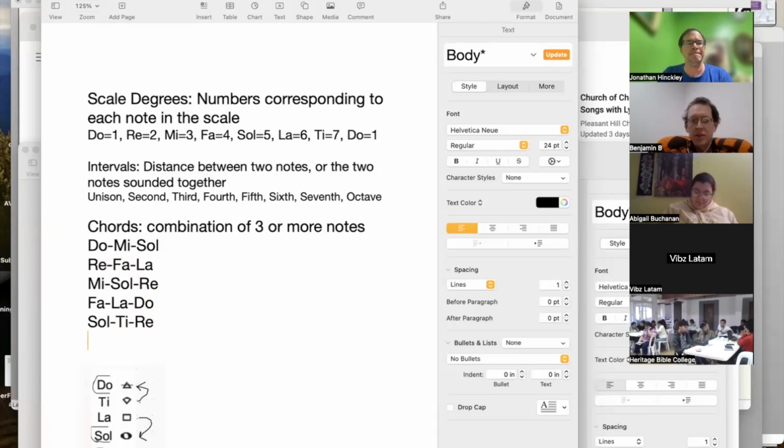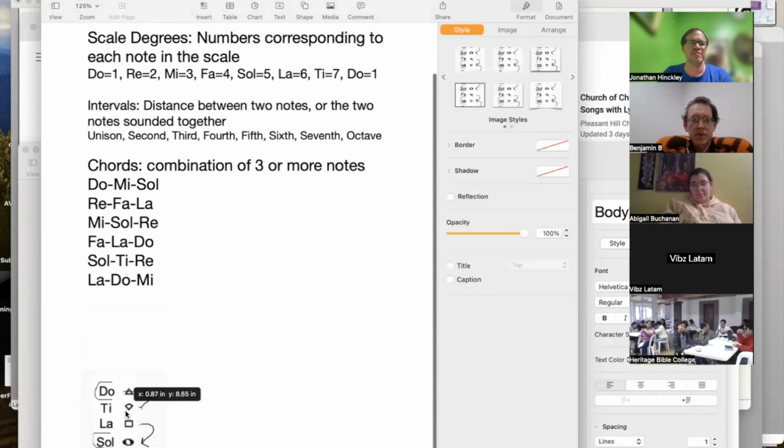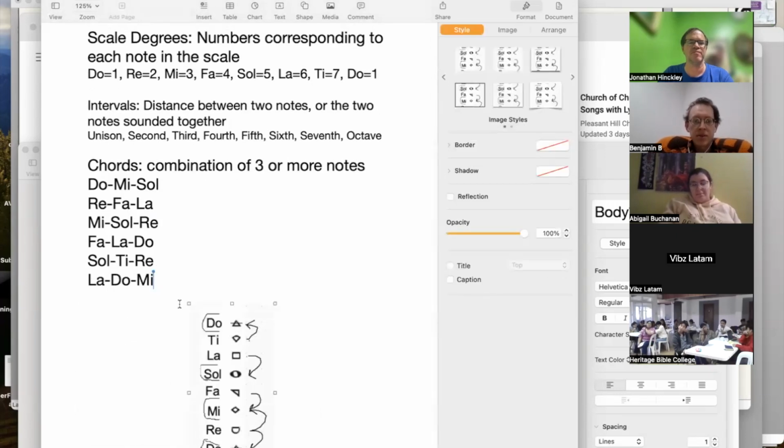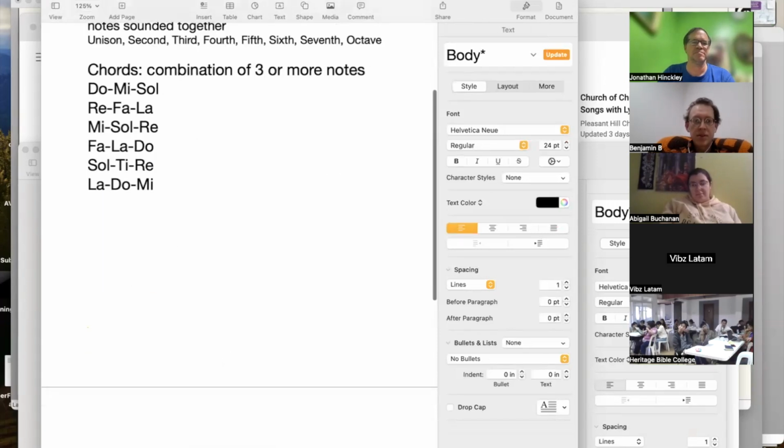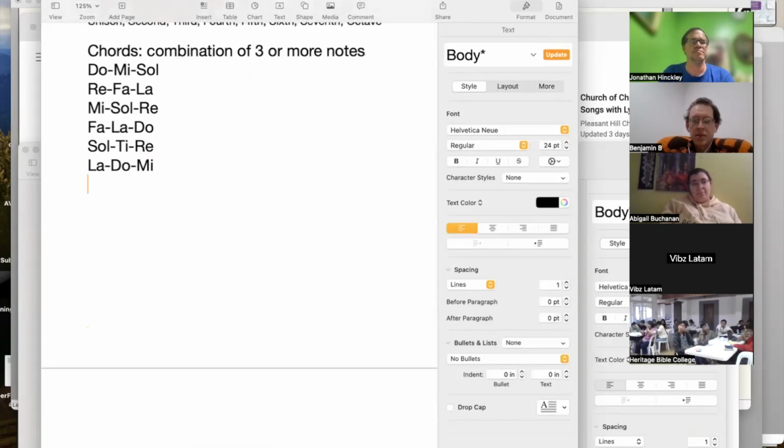And we are back to do, mi, so. So these are a couple ways to look at it.